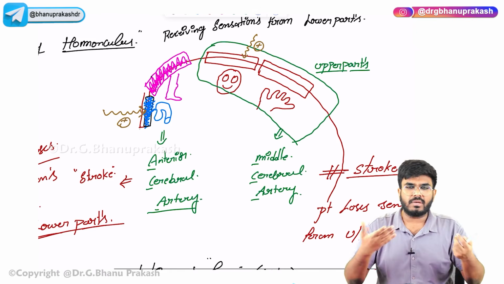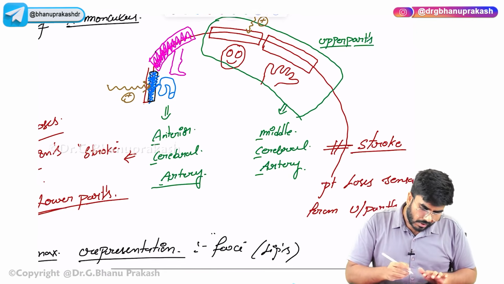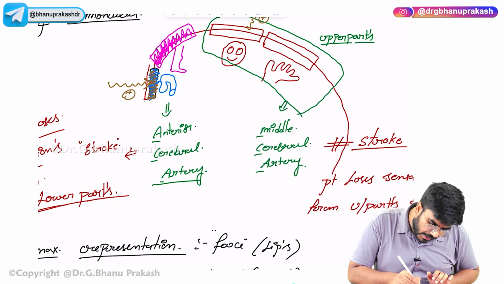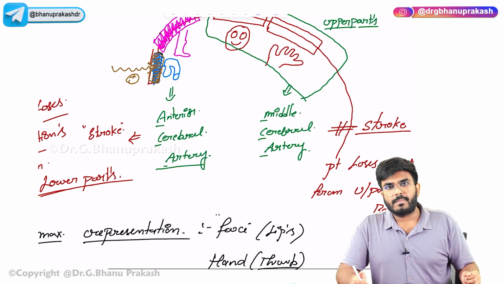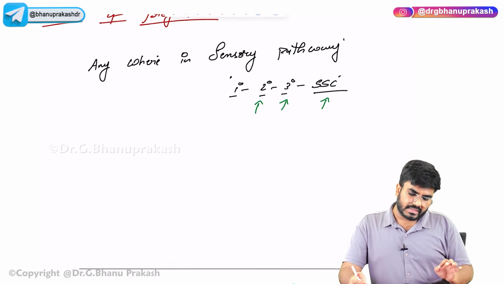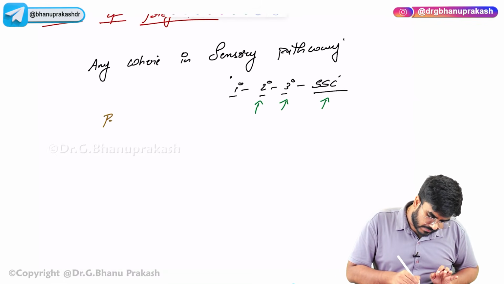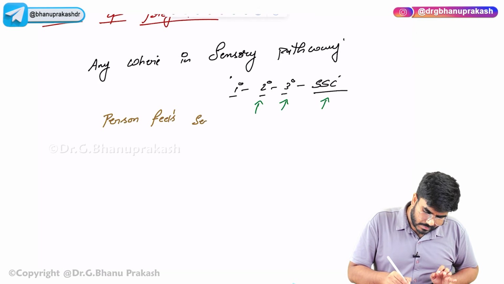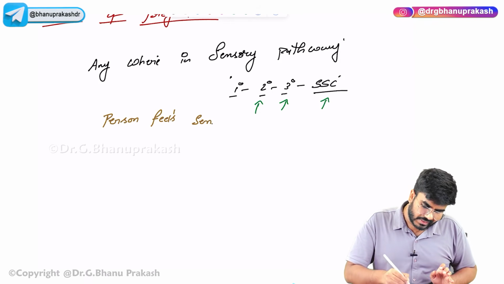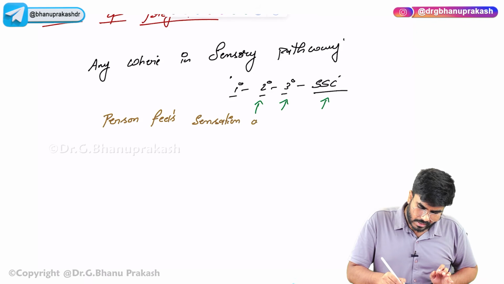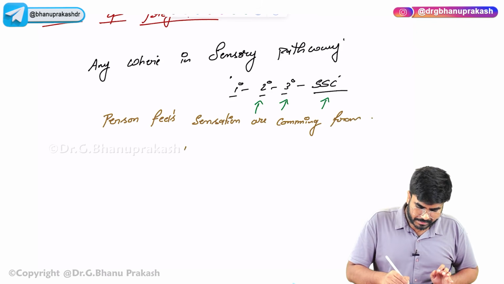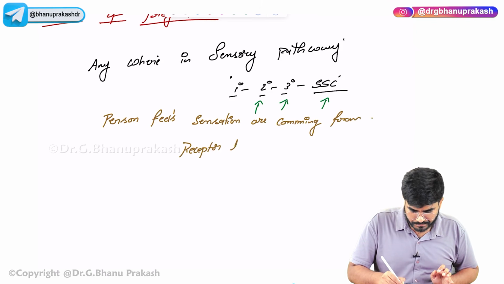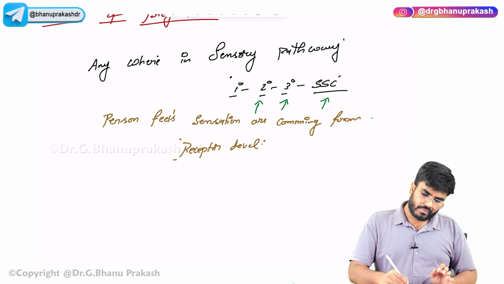Receptors are present throughout the body. Now if you directly stimulate this part of the cortex, he will feel that the stimulations are coming from the receptor level, that is the genital level. So the law of projection tells you that if you stimulate anywhere in the sensory pathway, the person perceives that the sensations are coming from the receptor level. This is called the law of projection.